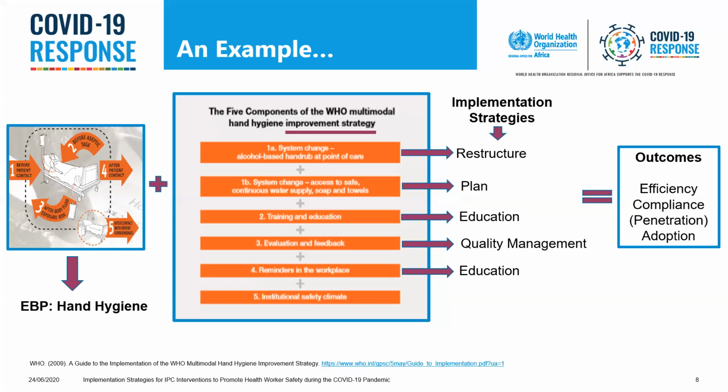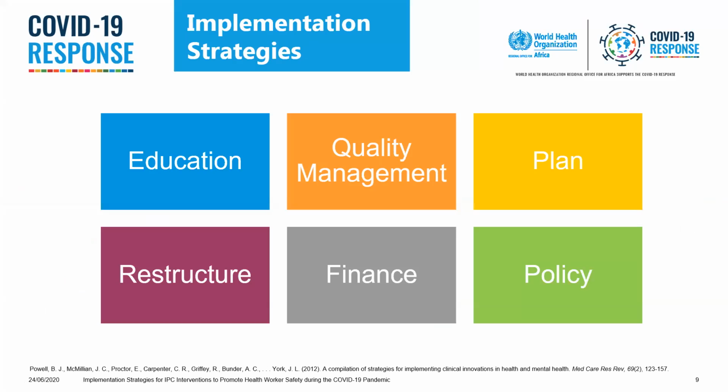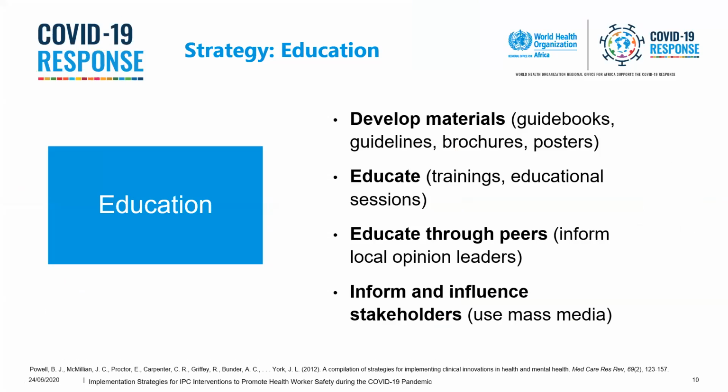Okay, so now this was just one example. I'm going to continue, and we're going to talk a little bit more about individual strategies under each category that you can use to implement an IPC practice or practices at your healthcare facility or at different levels of your healthcare system. So here they are. Here are the 6. The first one we're going to talk about, everyone's familiar with this strategy, education, right? And here are a few examples that we can use to try to promote IPC practices.